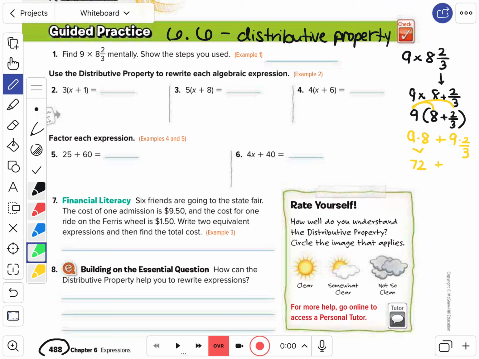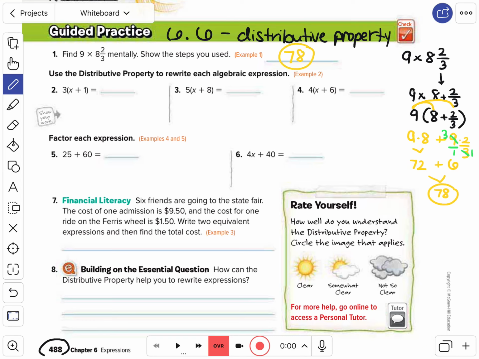We could cross simplify here because this is a 1 down here. This could become a 1 and this could become a 3. So we have 3 over 1 times 2 over 1, which is really just 3 times 2 because you don't need the 1s in the bottom, which is 6. And then 72 plus 6 is 78. So that's an easier way to solve that without having to do improper fractions or anything like that. So we just use the distributive property to solve that.